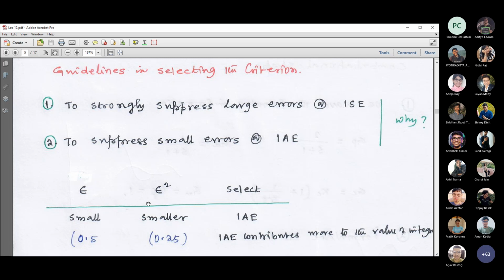Because it is giving tuning parameter values which provide a stronger control action.